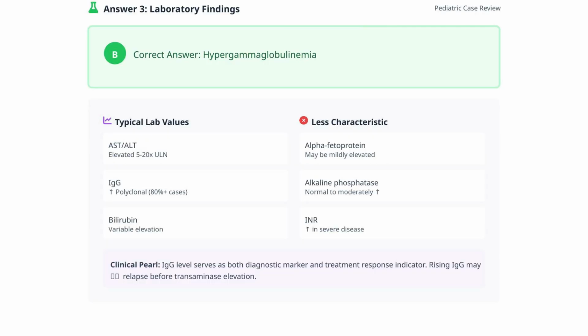Hypergammaglobulinemia. Elevated immunoglobulin G levels, particularly polyclonal gammopathy, is a hallmark finding in autoimmune hepatitis, present in over 80% of pediatric cases. Transaminases are typically elevated 5 to 20 times normal, reflecting hepatocellular injury. Alkaline phosphatase may be normal or moderately elevated. Bilirubin elevation varies based on disease severity. Alpha-fetoprotein might be mildly elevated but isn't characteristic. Serum IgG level serves as both a diagnostic marker and a monitoring tool during treatment.